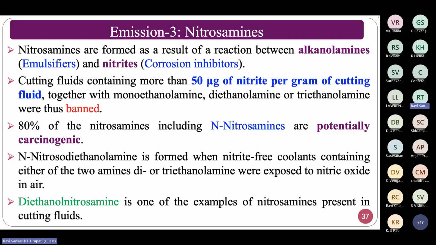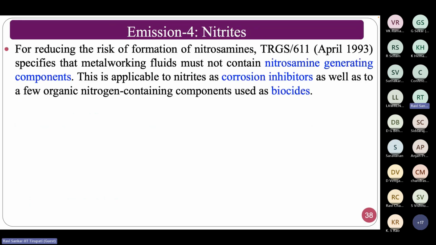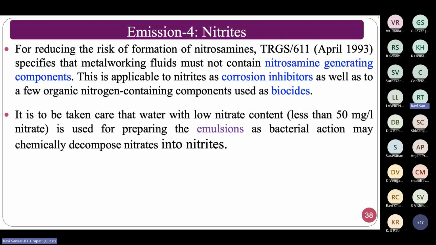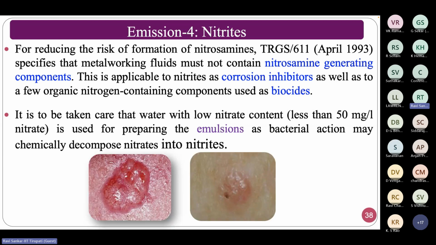If you are looking at the nitrosamine quantity, it should be around 50 micrograms of nitrates per gram of cutting fluid. It is your responsibility as an engineer to check the cutting fluid that you bring and give to the operators. In case it is more than 50 micrograms, you should be alert. Next one is nitrates. Nitrates normally are a component of corrosion inhibitors, anti-rusting agents and other things. At the same time, you are using biocides also to protect for a longer duration. Because of that, these nitrates will come, and they will again cause cancer.